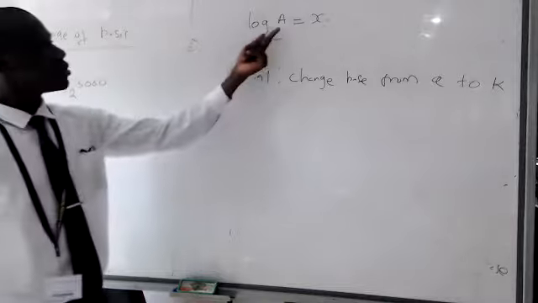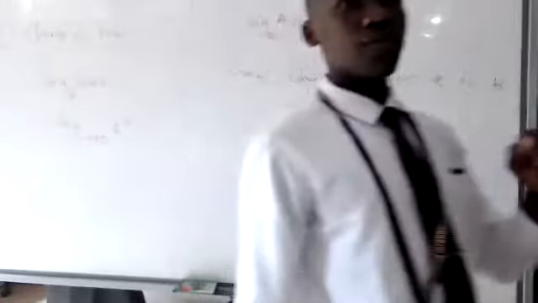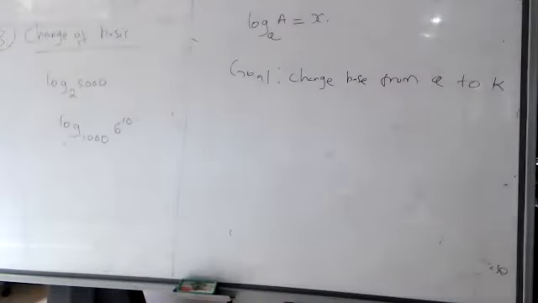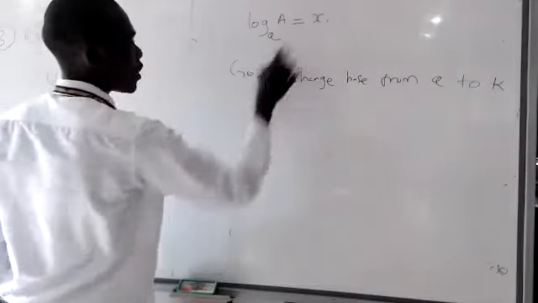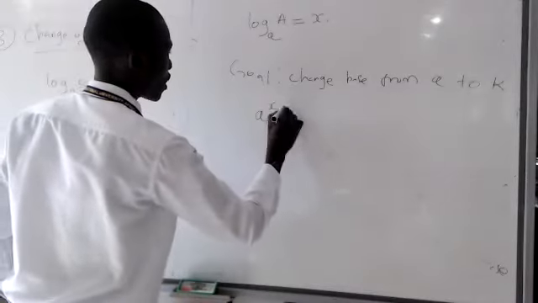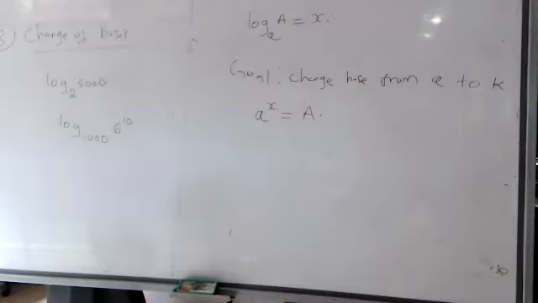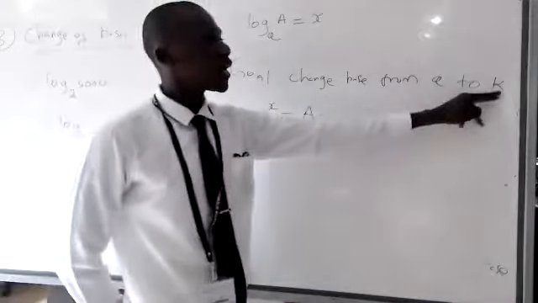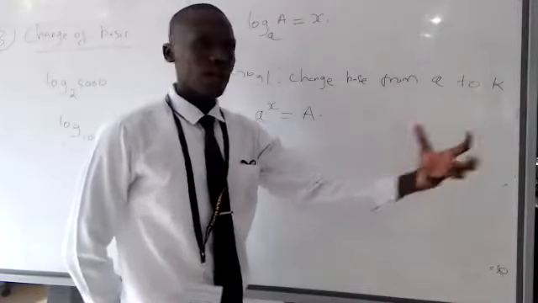Anyone? Write log to the base a of A in exponential form. Small a to the power of x is equal to big A. Good, so x is your exponent. So you take a raised to x is equal to big A. Now we want to change the base to k. What you do on the left-hand side, do on the right-hand side to maintain the meaning of this expression.